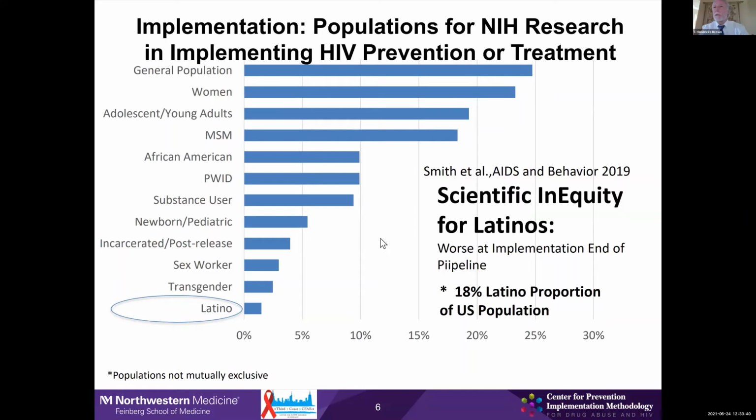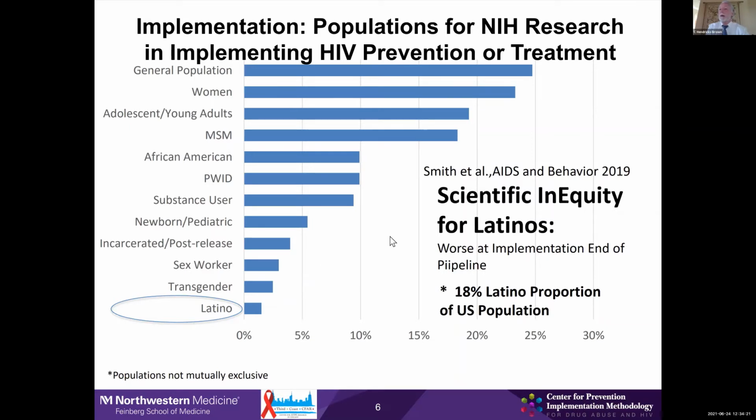So now I'm going to switch to implementation for HIV prevention or treatment. This is work that J.D. Smith and Nanette and others have done, which came out recently. It really talks about the level of scientific inequity for Latinos around HIV. If you look at the Latino population proportion, it's about 18%, but these are all of the NIH studies over the last 5 years that were implementation related, and only about 3 or 4% were in this group.